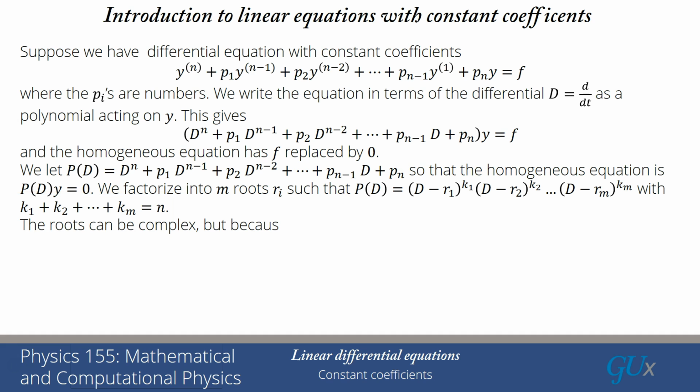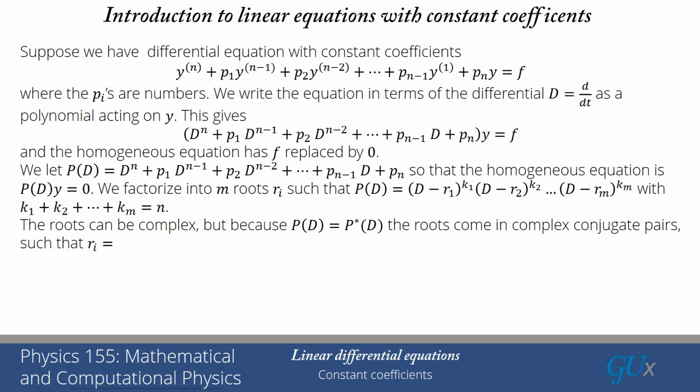Okay, the roots can be complex even if all of the coefficients are real. We know that even from quadratic equations. But because the coefficients are all real, that means the polynomial is equal to its complex conjugate. That means any roots that are complex must come in complex conjugate pairs. So if there's an ri that is complex, then there must be an rj that is equal to ri star. And of course, I must have the same multiplicity of those roots, so ki must equal kj in that case.